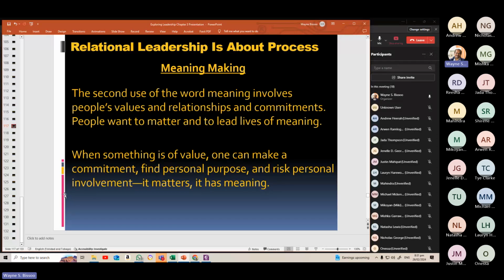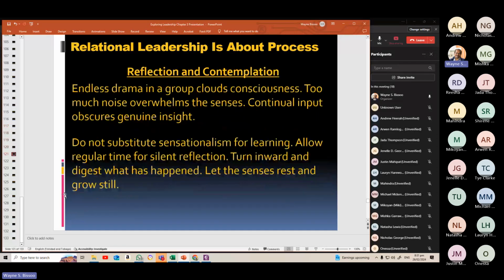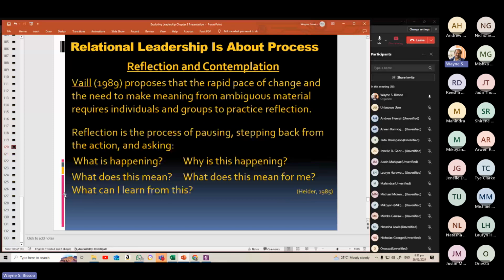Again, there are a lot of things. So reflection and contemplation. This is probably coming near the end. Part of the process involved in relational leadership and the leadership model is reflection and contemplation. And I can't say how important this is.